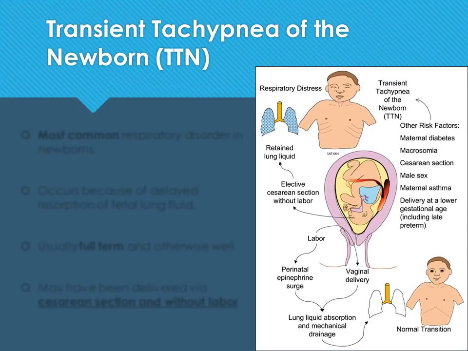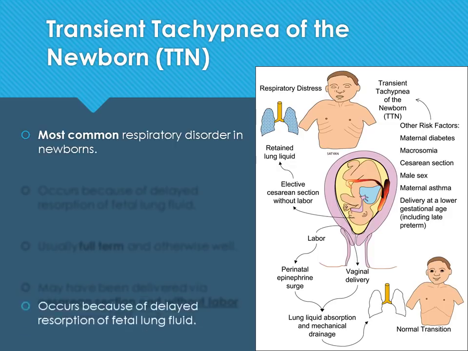So let's start with one of the most common. It's actually the most common respiratory disorder in newborns, transient tachypnea of the newborn. One quick definition, newborn means an infant that's younger than 28 days. So within their first 4 weeks of life, they're considered a newborn. After that, under 12 months of age, they're considered an infant.